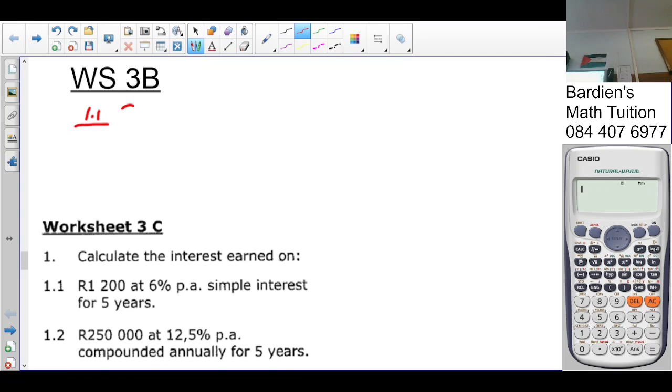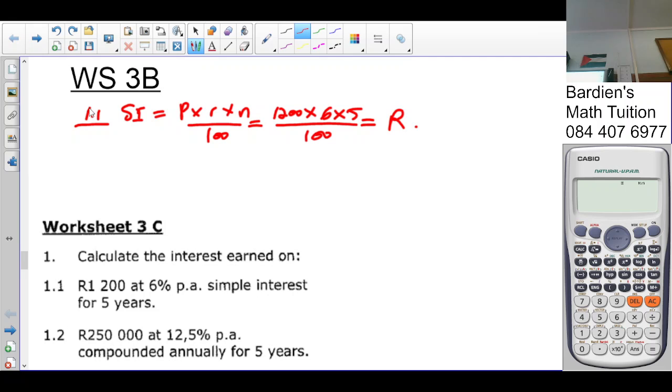So 1.1, the simple interest formula is P times R times N over 100, which is 1,200 multiplied by 6 multiplied by 5 over 100. That gives us an answer for the simple interest of 360 rand.